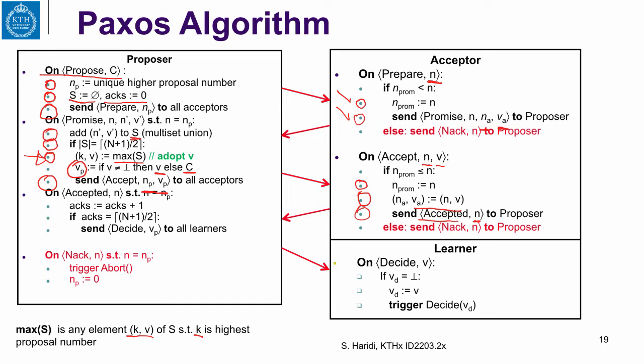When a proposer gets a majority of acknowledgements, in this case, then it can decide on the value it has proposed. And if it decides on that value, it sends it to all learners. And that's what happens here. And the learner just triggers a decide. In all other cases, a negative acknowledgement is sent, and on a negative acknowledgement you abort. This is the abortable Paxos algorithm.